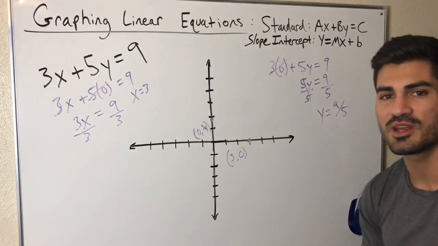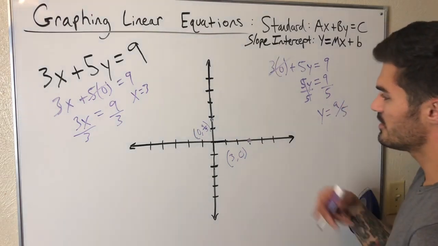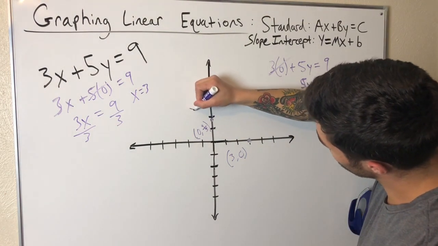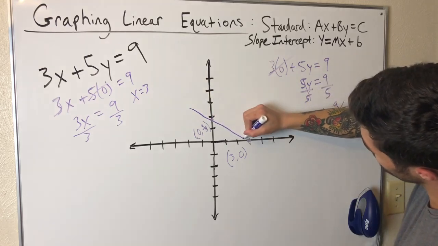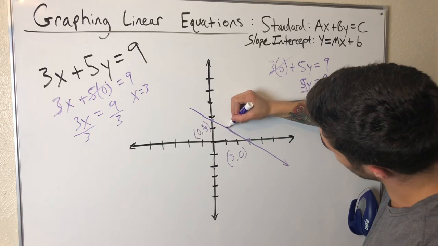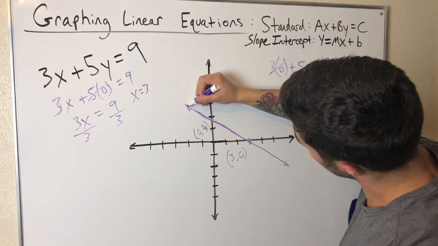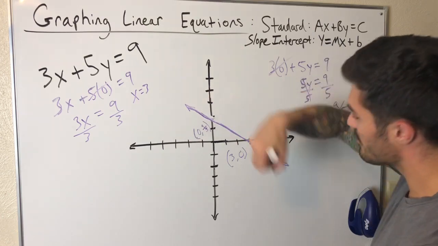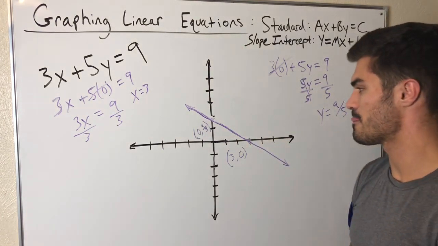So these are the points. Sometimes you're asked to label the points, and that's how you do that. So now I just draw a line, and that's going to be it. Let's see how well I can draw a line. Not terrible. I mean, it's pretty bad, but there we go. You get the idea. Cool. All right, this is our graph for this linear equation.